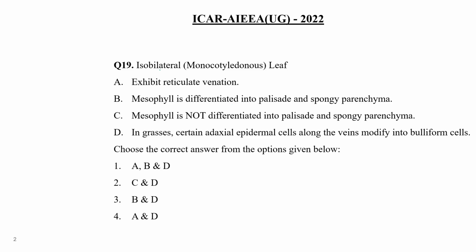Next, isobilateral, which is a characteristic feature of monocot, monocotyledon leaf, exhibits reticulate venation. Mesophyll is differentiated into palisade or spongy parenchyma. Mesophyll is not differentiated into palisade and spongy parenchyma. In grasses, certain adaxial epidermal cells along the vein modify into bulliform cells. Choose the correct answer. It's again related to leaf structure, leaf anatomy of monocot plants. Take 5 seconds.